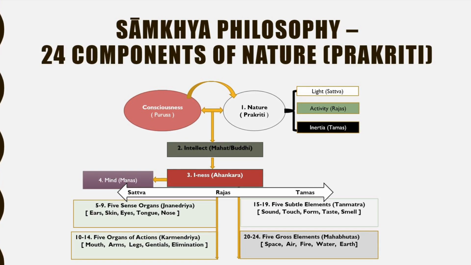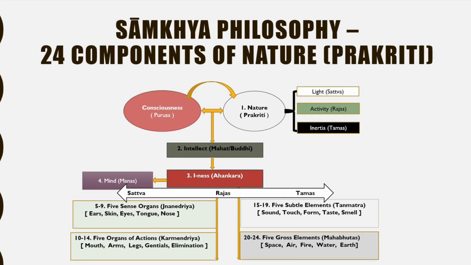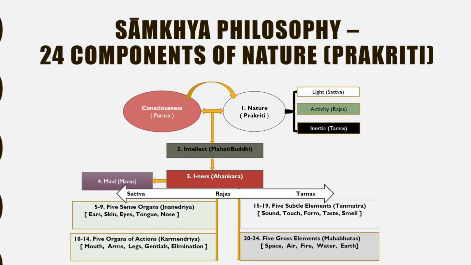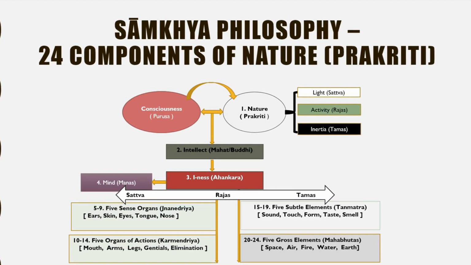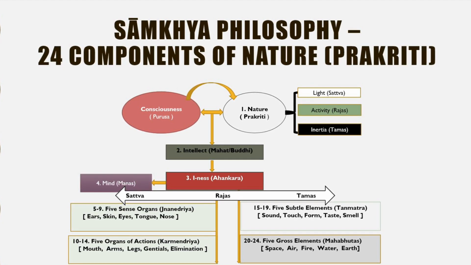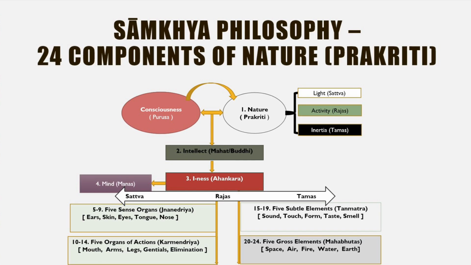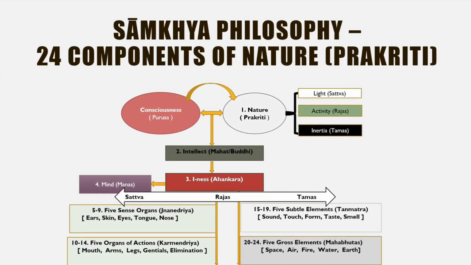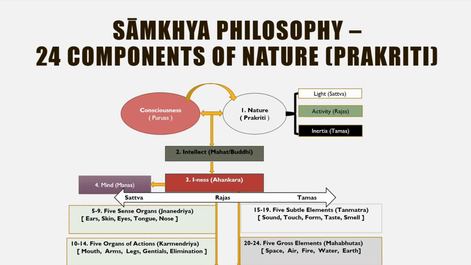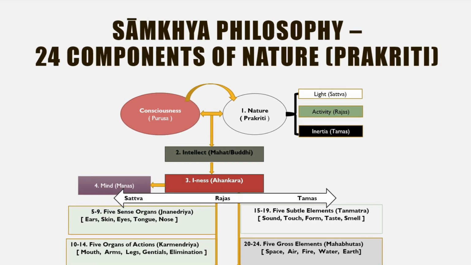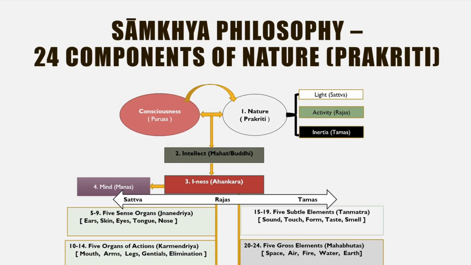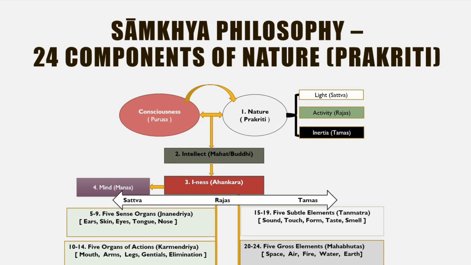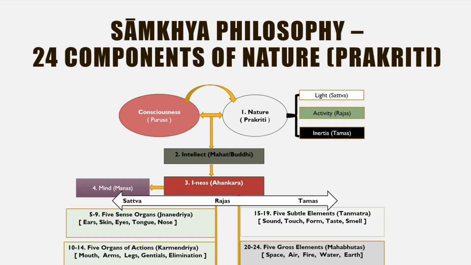When these three qualities stay in equilibrium, nature stays unmanifested. But when this equilibrium gets disturbed, nature comes into manifestation. So now you can ask the question, how does this equilibrium get disturbed? That happens when Purusha comes in contact with Prakriti.